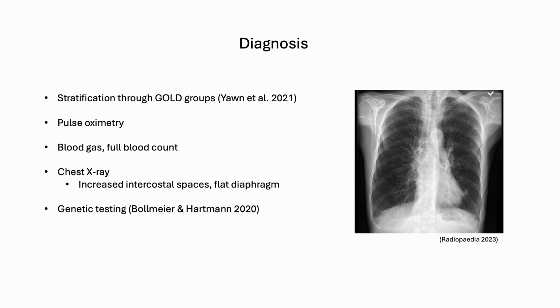Initial testing can be done by pulse oximetry. An ABG can be done to rule out respiratory failure. A full blood workup should be done to look for anemia or polycythemia as a result of chronic hypoxemia. A chest x-ray, which is not diagnostic, can show an increased AP diameter, larger intercostal spaces, and flattening of the diaphragm, which are all suggestive of COPD. Genetic testing is not routinely done, but patients under the age of 45 with worsening symptoms should be screened for alpha-1 antitrypsin deficiency.